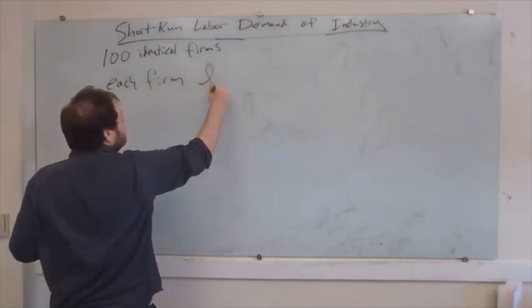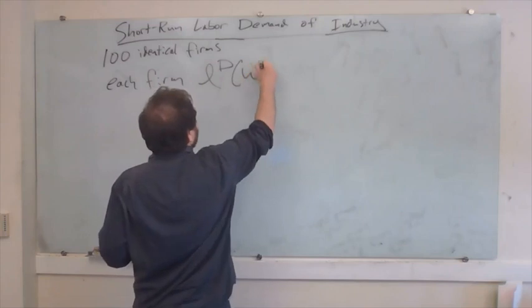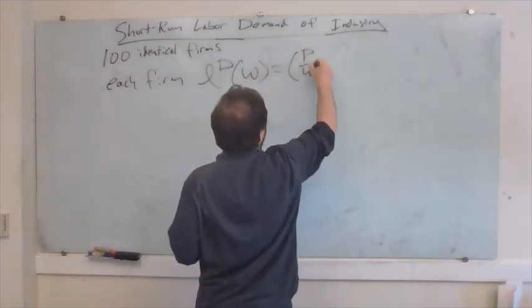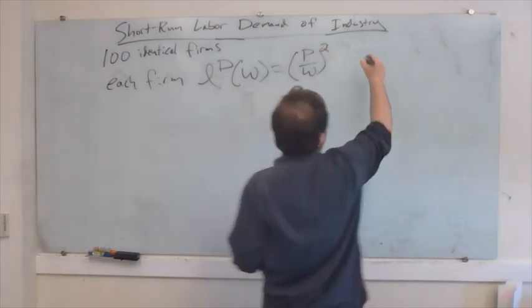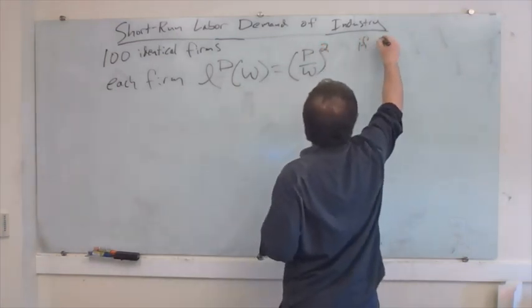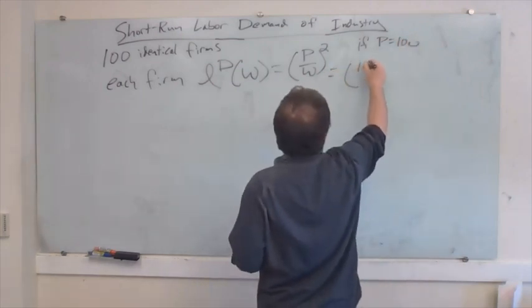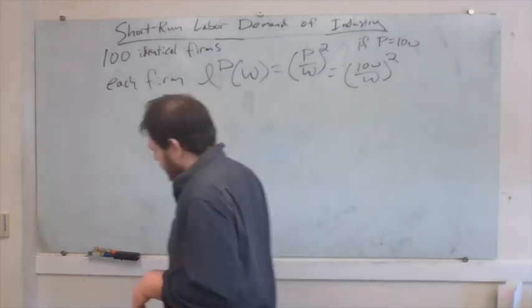So I'm going to call the labor demand for each particular firm little ld, lowercase l for a firm. And I said that this was going to be given by P over W squared, right? So for a price of 100, this is just going to be 100 over W squared, right? This is what we did before.